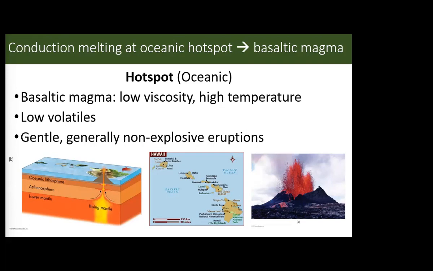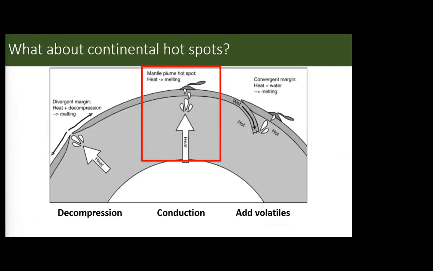They're just very gentle. Eventually, they get road closures on Hawaii just because of all the lava flows, but it's more of an inconvenience than it is a huge disaster. So Hawaii is an example of a hotspot in an oceanic plate. The Canary Islands are in a continental plate, but they're still in the ocean.